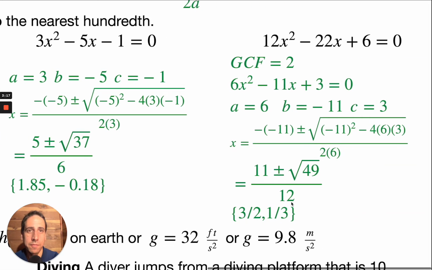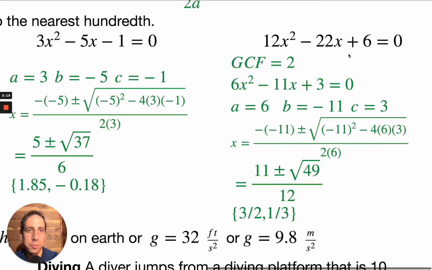Here, 12x squared minus 22x plus 6 equals 0. You might be tempted to immediately jump in and type in a is equal to 12, b is equal to negative 22, and c is equal to 6. And that actually would work. It would give you the right answer, and that's fine.